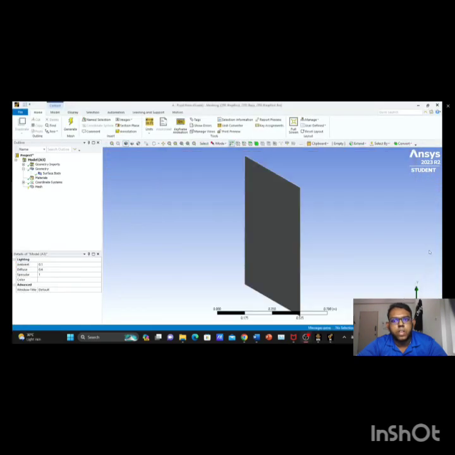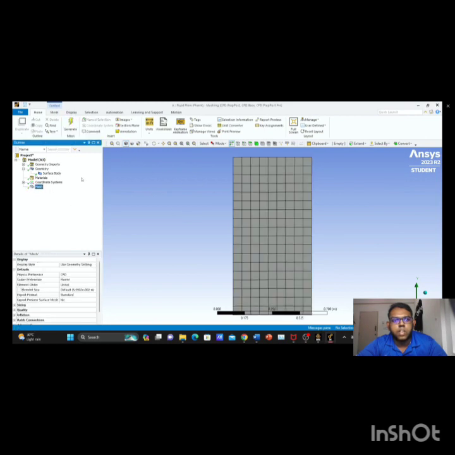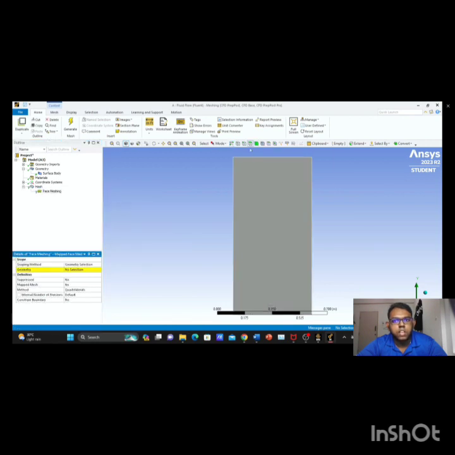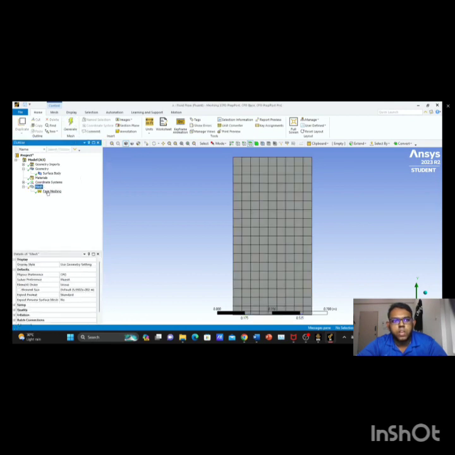After that, we continue by creating the mesh. Generate the mesh. This is roughly the mesh that we get. If it's not enough, we insert face meshing and generate the mesh now. This is the mesh that we get.